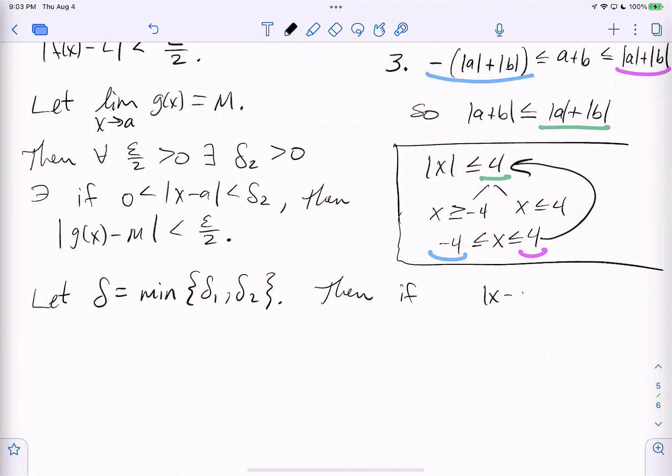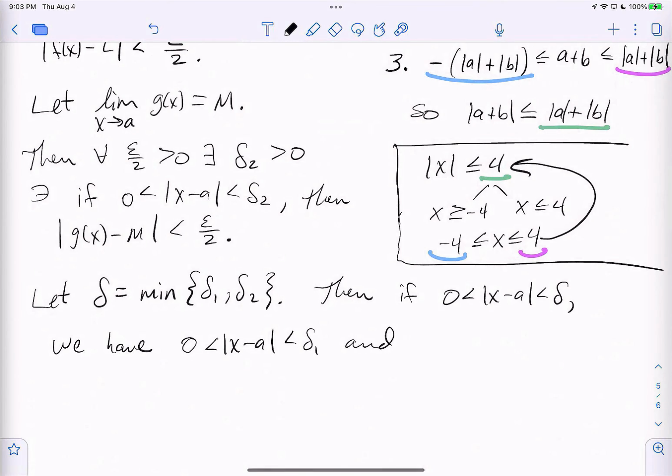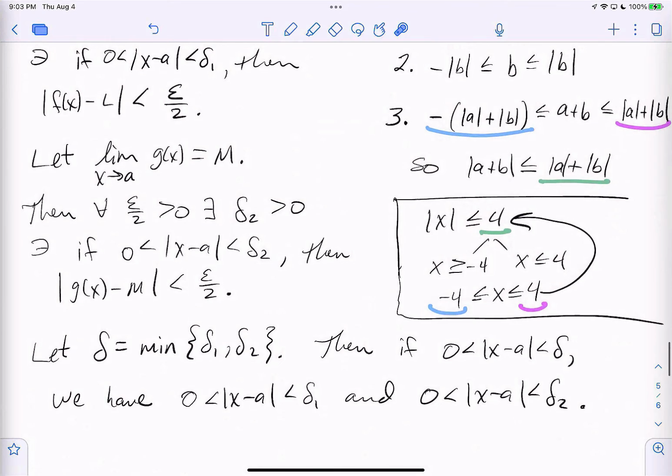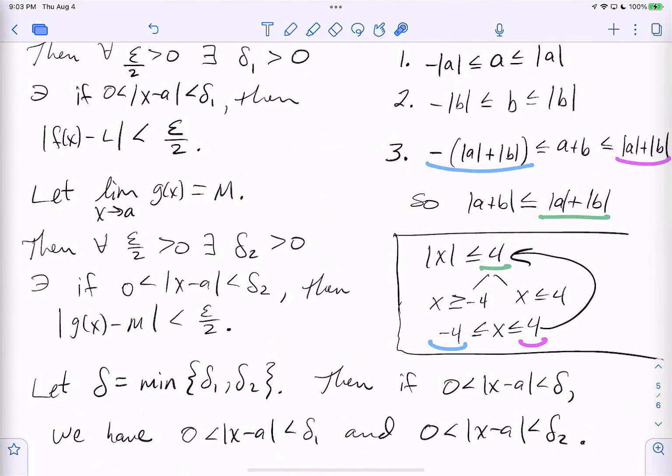Then if the absolute value of x minus a is less than delta, we have the absolute value of x minus a less than delta 1, and the absolute value of x minus a less than delta 2. All we're really saying there is if I pick the smaller of delta 1 and delta 2, then I'm going to satisfy the premise of each inequality statement for both f and g.